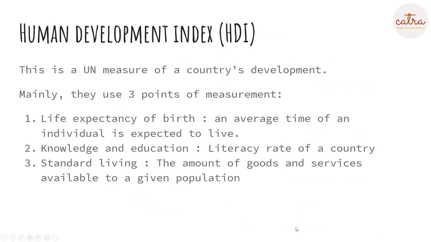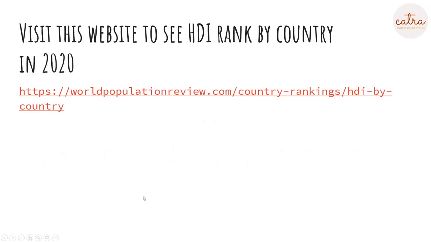Right? It's a UN measure of a country's development, and although there are a lot of measurements that they use, the three big ones are life expectancy at birth, right? The average time an individual is expected to live. Knowledge and education, literacy rate of a country, right? So, how many people in the country can read and write? And then finally, standard of living, the amount of goods and services available to a given population. Those three things combined make up the core of the Human Development Index, HDI.